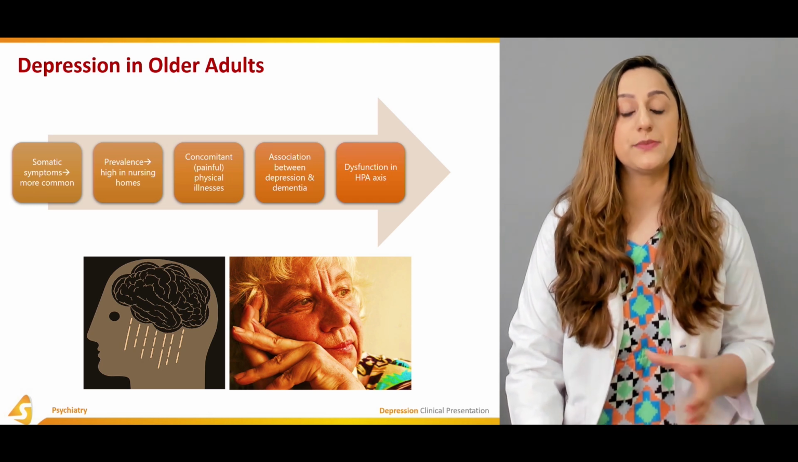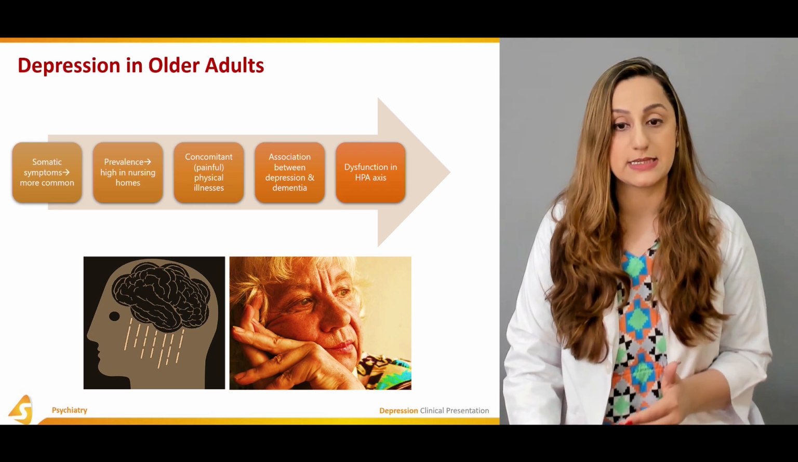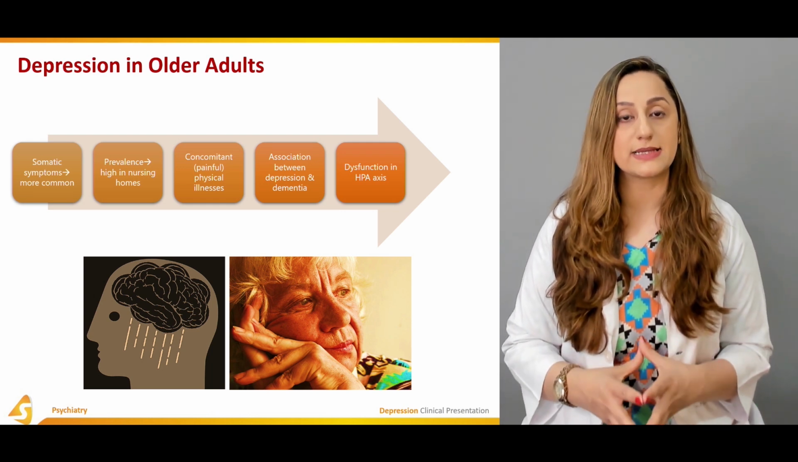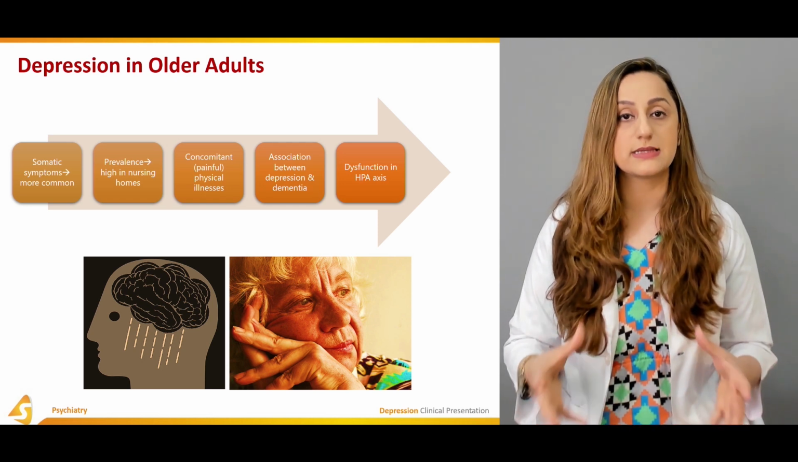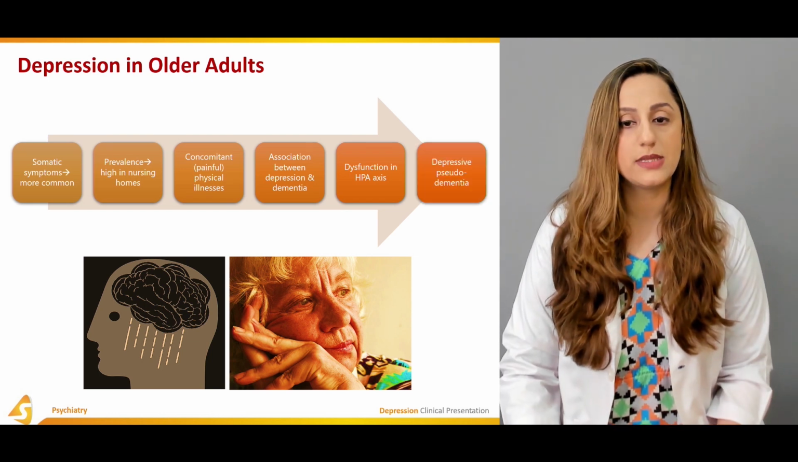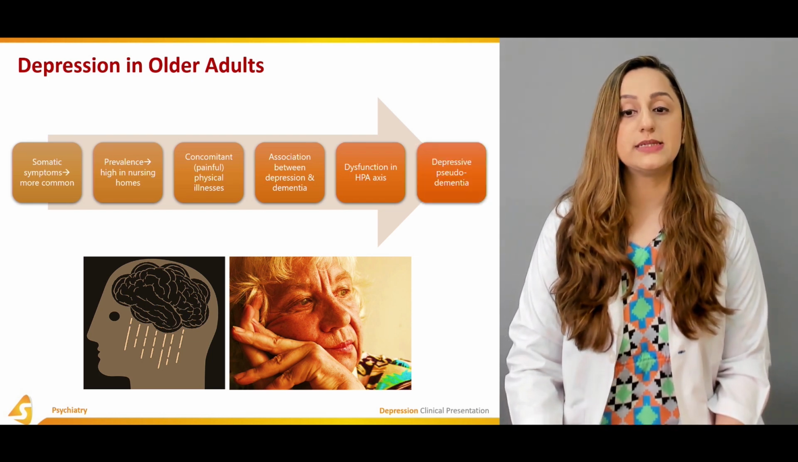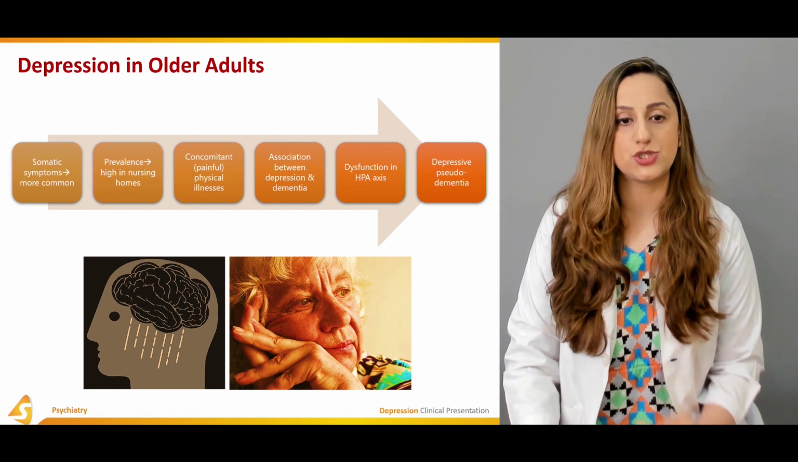Then there's going to be a dysfunction in the hypothalamic pituitary axis. This hypothalamic pituitary adrenal axis, the HPA axis, is again very important, and it is going to become dysfunctional in such individuals with depression. There's going to be a depressive pseudodementia, which is going to mimic normal dementia as well.